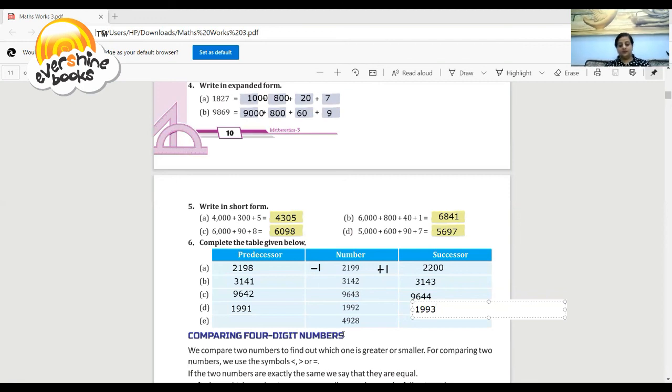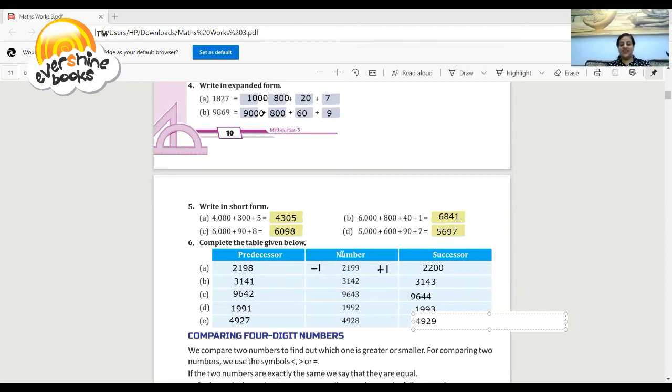Next is 4928. Just less 1 from 28. The answer will get 27. So this will be the answer. 4927 will be the predecessor. And next is 4929, which will be the successor.